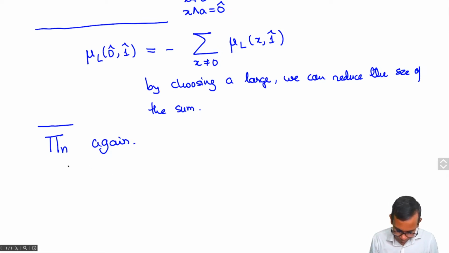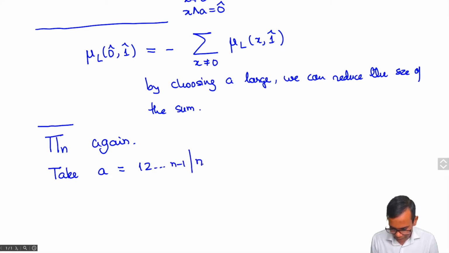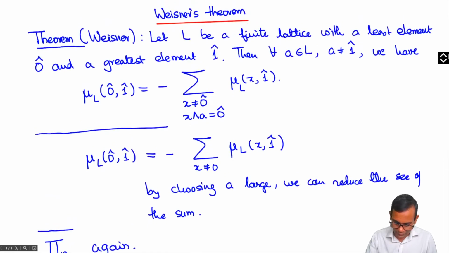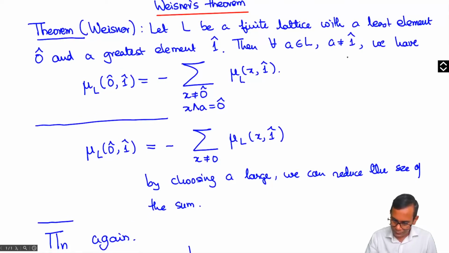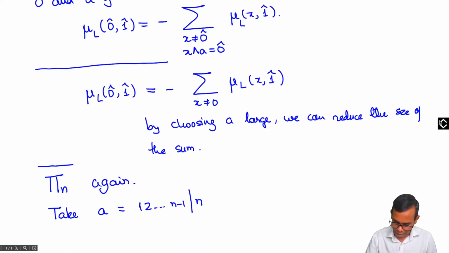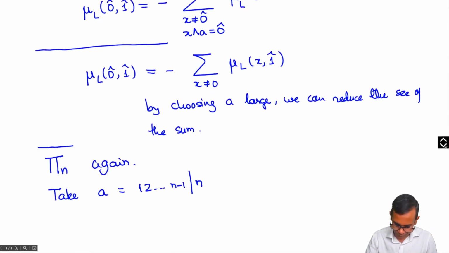So what we'll do is just take A to be something large in the partial order on set partitions. So what I could do is I could take A to be 1, 2 up to n minus 1 and put n in a different block. A is not allowed to be 1 hat here, but the next best thing I can do is take something that's covered by 1 hat.